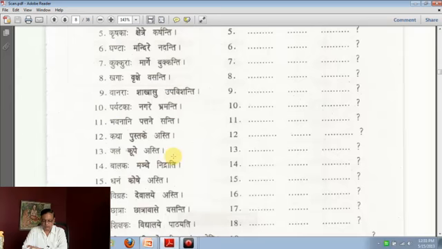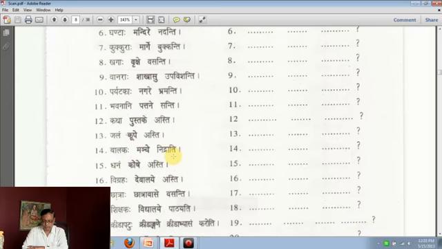Jalam kupe asti. There is water in the well. Where is the water? Jalam kutra asti. Balakaha manche nidrati. Cot. Where does the boy sleep? The boy sleeps on the cot. Balakaha kutra nidrati.